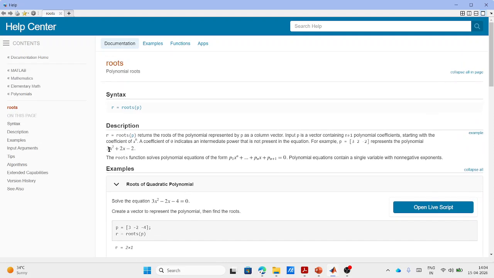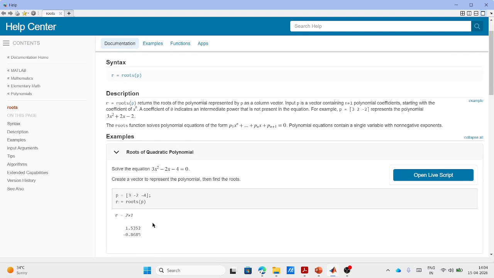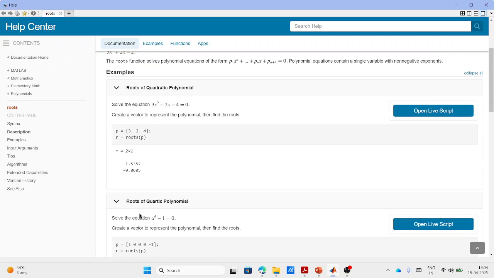Right? So let's say you have this sort of a polynomial equation. In order to find its solution, you have to count the coefficients. So it's a quadratic equation, right? It will have three coefficients: the x square coefficient, the coefficient of x, and the constant part. So I'm solving it by providing all three coefficients in my roots command. You create a vector of these coefficients, put it in roots, and find the solution.